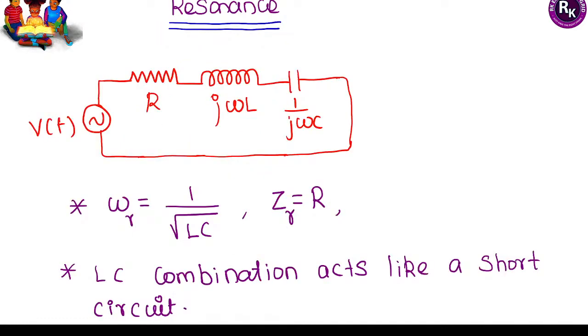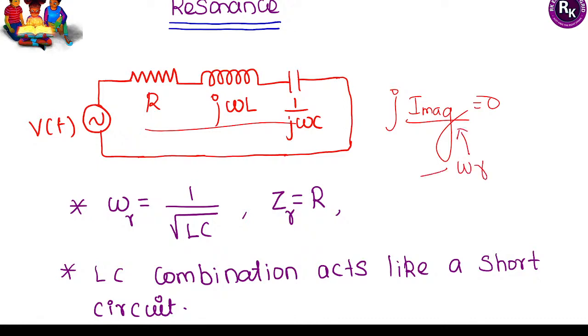Next, resonance circuit. When we are talking about series RLC circuit, first of all, in general, what is resonance? Resonance means the imaginary part of any circuit will be equal to 0. It may be impedance or admittance. Series circuit, parallel circuit, anything, the imaginary part of the circuit will be 0. Now, in case of series RLC circuit, calculate the total impedance, and set its imaginary part equal to 0. By solving this, you can calculate the value of resonant frequency. And this is the formula for resonant frequency for series circuit.